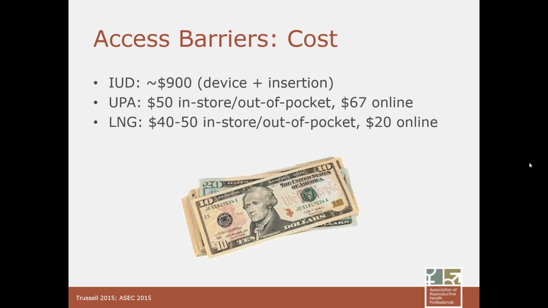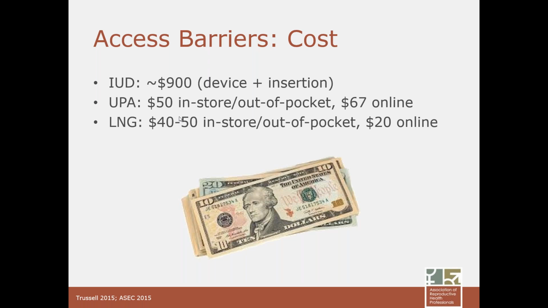Cost can be a major barrier for women who need EC. The copper IUD should be covered by insurance plans under the contraceptive coverage provision of the Affordable Care Act, but this does not, unfortunately, apply to every plan. And who knows what's going to happen with this moving forward. UPA costs about $50 for patients paying out of pocket. Patients can get it online for $67. That includes next day shipping.